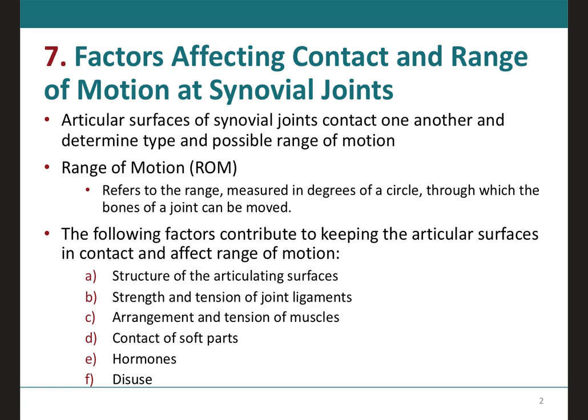The following factors contribute to keeping the articular surfaces in contact and also affect the range of motion. These are the structure of the articulating surfaces, the strength and the tension of the joint ligaments, the arrangement and the tension of the muscles, the contact of the soft parts, hormones, and also disuse. Let's talk about each of these in the following slides.